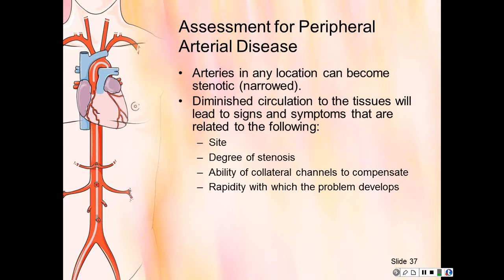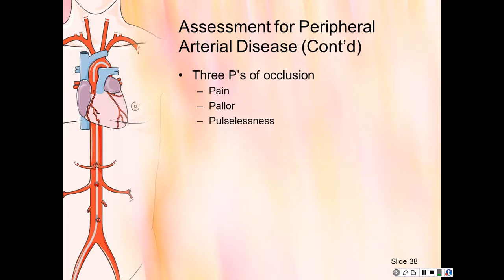On your assessment for peripheral arterial disease, realize our arteries in any location can become stenotic and narrowed. These will have diminished circulation in the tissues, which will lead to signs and symptoms related to the site, the degree of stenosis, the ability of collateral channels to compensate, or the rapidity with which the problems develop. The 3 P's of occlusion are pain, pallor, and pulselessness. Pain always comes first, then pallor, then pulselessness is the last one.